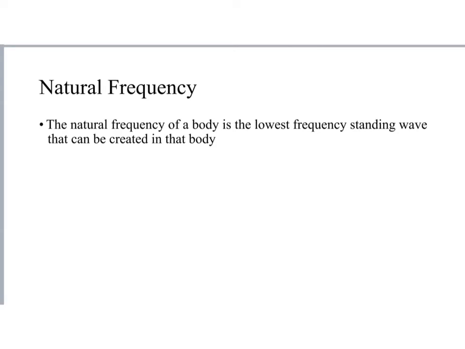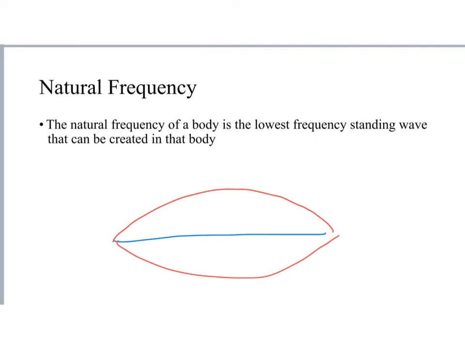Now the natural frequency of a body is the lowest frequency standing wave that can be created in the body. So for example, in a piece of string, the lowest frequency standing wave that has the same amplitude at each point will be a single antinode like this. So the wave will go from this position to this position and back and forth like this. Each individual point along that string will have the same amplitude at all times. So at either end on the nodes, we're going to have zero amplitude, and in the middle we'd have a much larger amplitude, but it would be constant at each point.